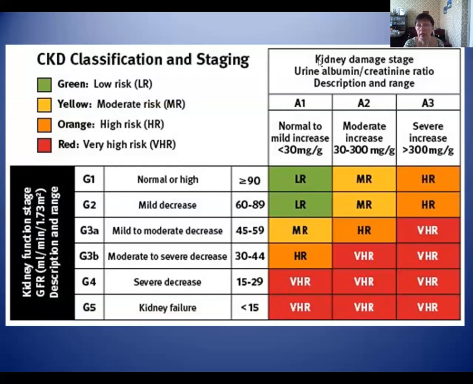And here we can see the signs of kidney damage, structural, and the range of this is based on the urine albumin to creatinine ratio. And here you see how the risk of complications is increased according to the level of the structural and functional changes.